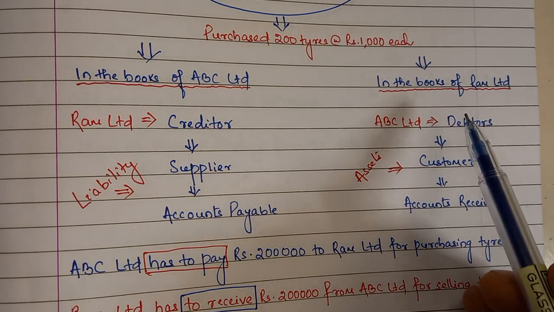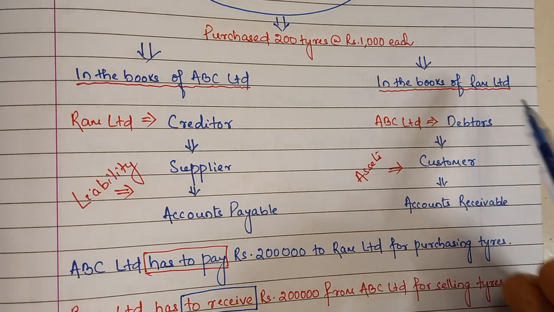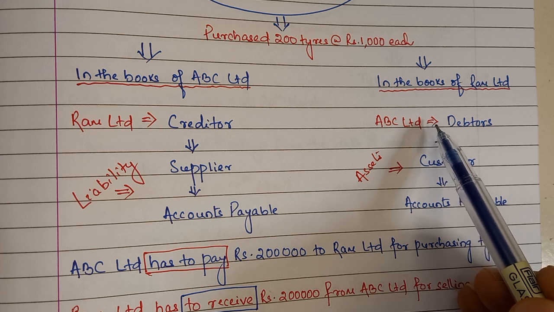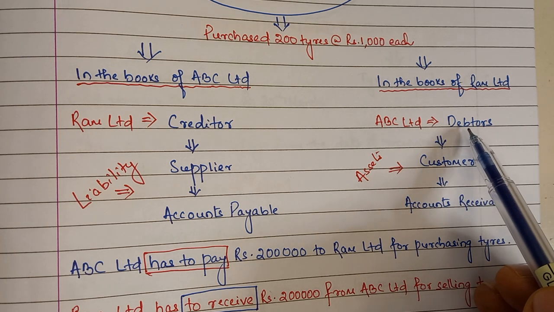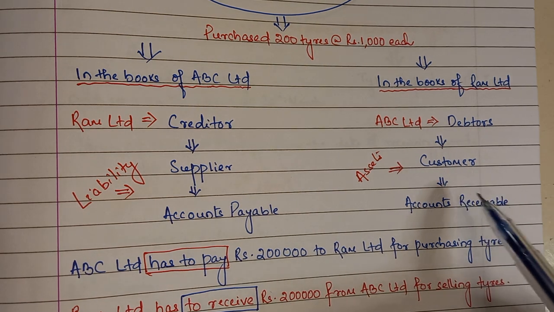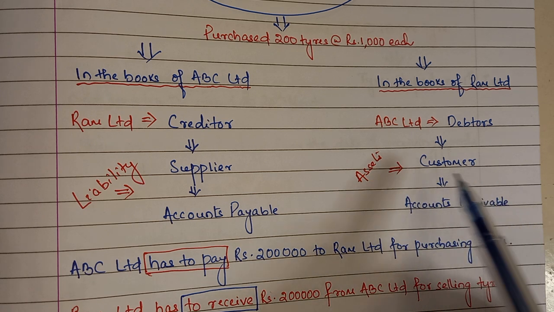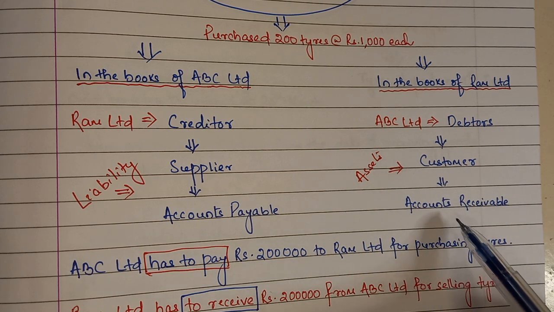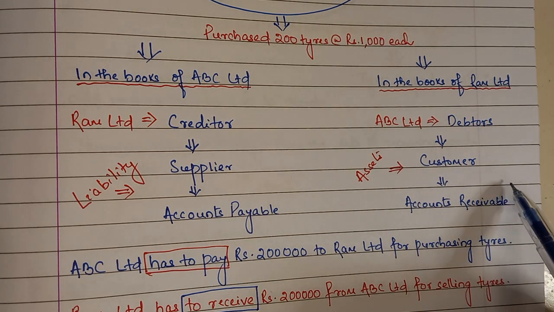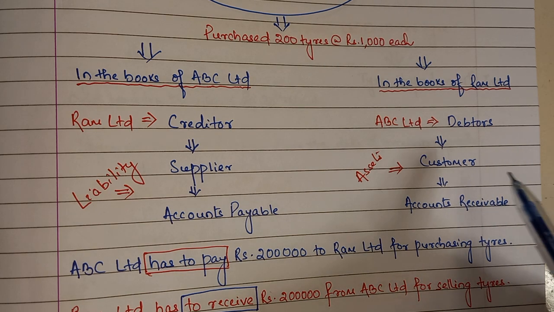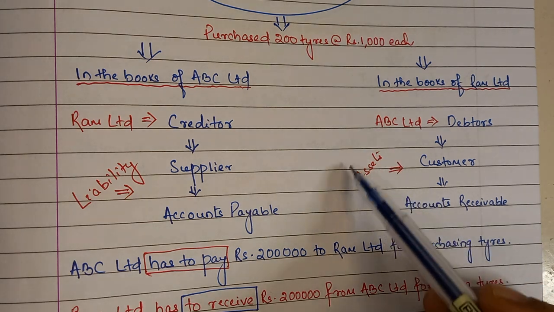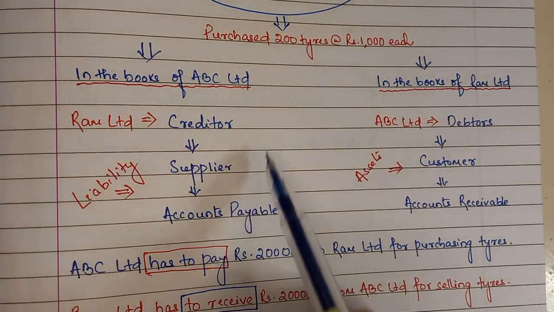Now coming to Ram Limited. In the books of Ram Limited, ABC Limited is the company who has purchased these tires, so ABC Limited is a debtor. Debtors are called customers as well. In the balance sheet, they are grouped under accounts receivable, so different customers are grouped together there. As this is the money the company expects to receive in the near future, by the payment due dates, it is called an asset. So debtors are assets, creditors are liabilities.